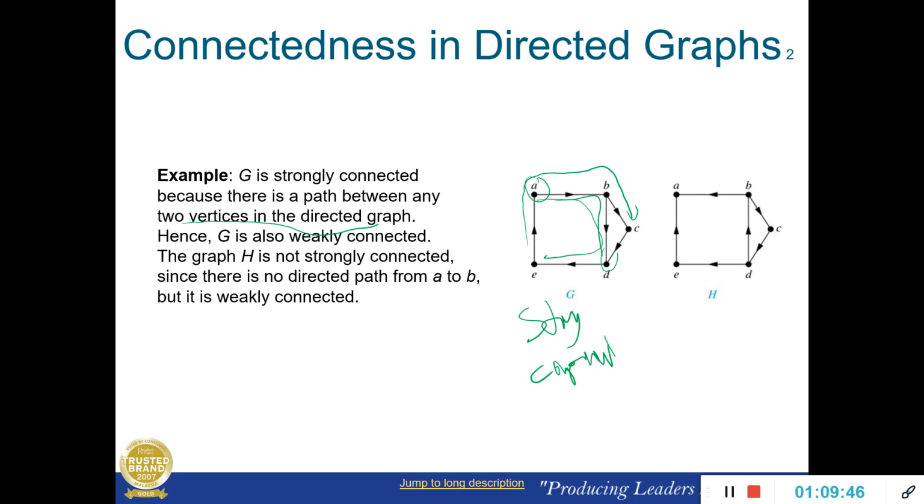H is not strongly connected since there is no directed path from A to B. Let's say I want to go from A to B. There's no way I can go from A to B, only B to A. But if you remove all these arrows and you assume it as an undirected graph, there is a connection from any of the vertices.